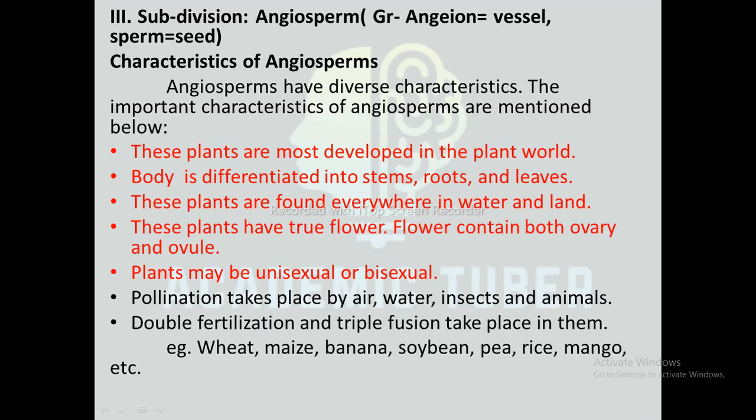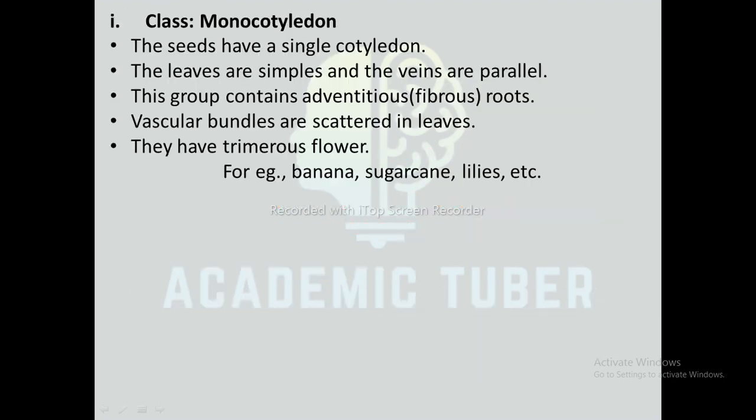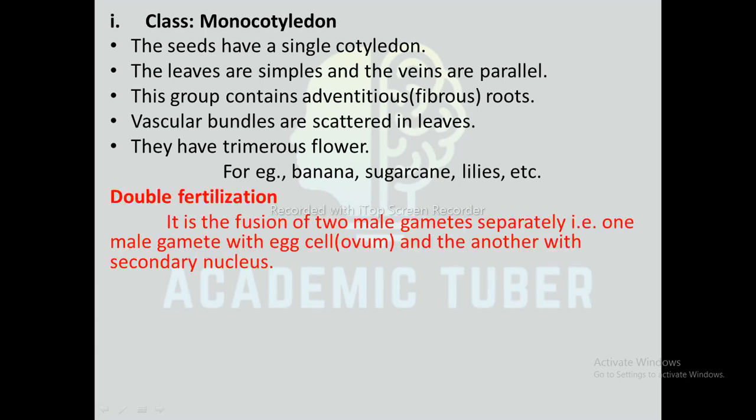Again, this subdivision angiosperm is divided into two classes. They are class monocotyledon and class dicotyledon. First one is class monocotyledon. Characteristics of monocotyledon are the seeds have a single cotyledon and their leaves are simple and veins are parallel. This group contains the adventitious or fibrous root system and vascular bundles are scattered in the leaves. They have trimerous flowers. Examples are banana, sugarcane, lilies, etc.